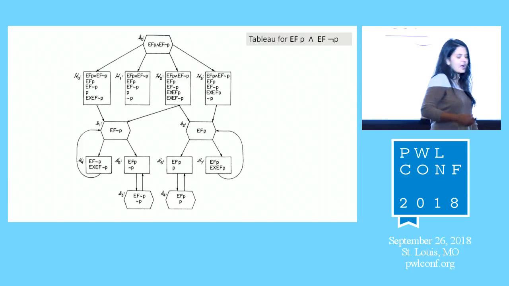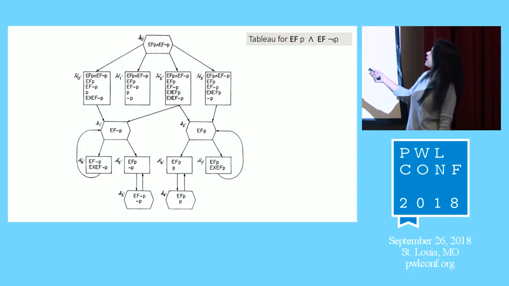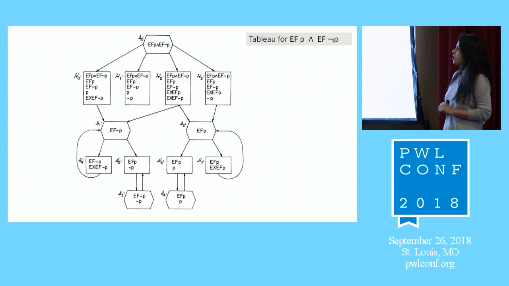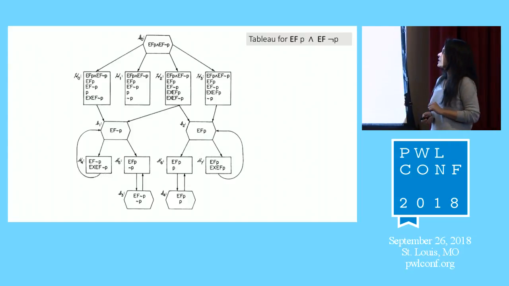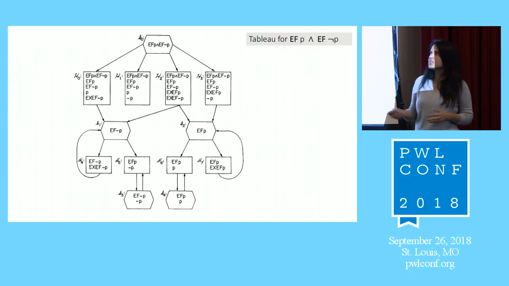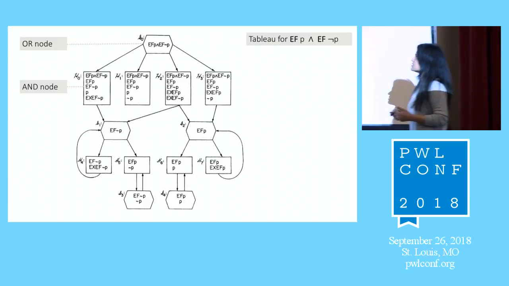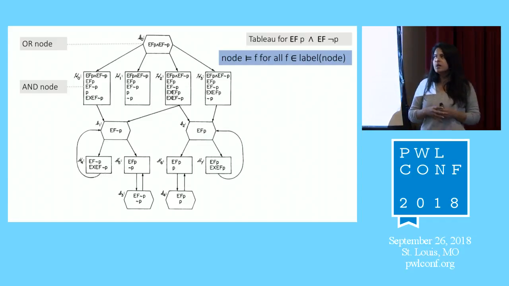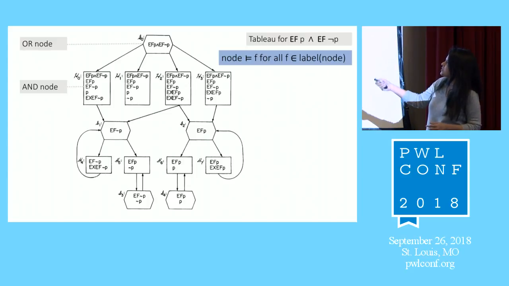This is a tableau for this CTL formula, EFP and EF not P, which labels the root node of this tableau. I'm not going to explain how to build this. The construction is very mechanical, but it's unfortunately out of scope for this talk. I need you to note two things. This tableau is essentially a directed graph consisting of what are called OR nodes and AND nodes. And the semantics of the tableau is that every node, when interpreted as a state in some suitable structure, like the final model, satisfies all the formulas that the node is labeled with. So these labels, for instance, are the AND node successors of this OR node, and they are all the different ways in which this CTL formula can be satisfied.